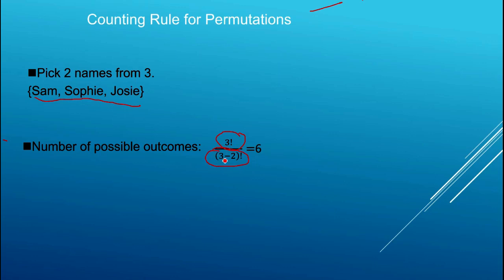That is 3 factorial, and I'm choosing 2 names, lowercase n is equal to 2, at a time. So 3 minus 2 factorial. So that is 3 times 2 times 1 divided by 3 minus 2, which is 1 factorial, which is just equal to 1. So the answer here is clearly equal to 6. I should be able to create 6 different permutations of size 2 from this set of 3 names.